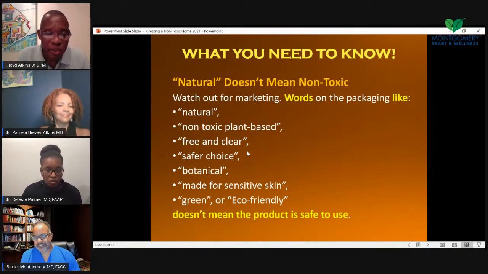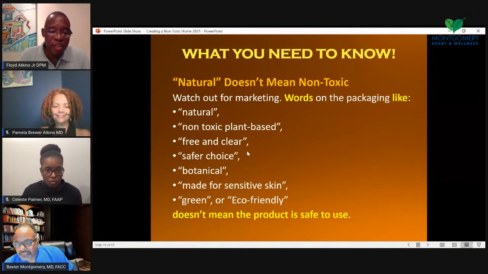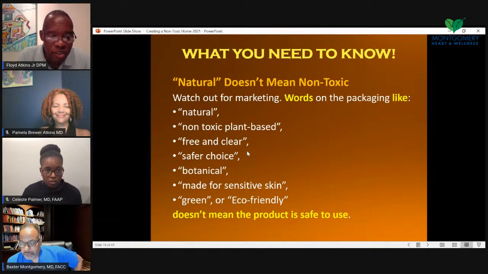Words like botanical. Botanical means it comes from plants, but does it mean it also has the pesticides, the herbicides, the fungicides on it that we're getting? So you want to make sure that you can get it organic as much as possible. We know it's chemical and pesticide free.